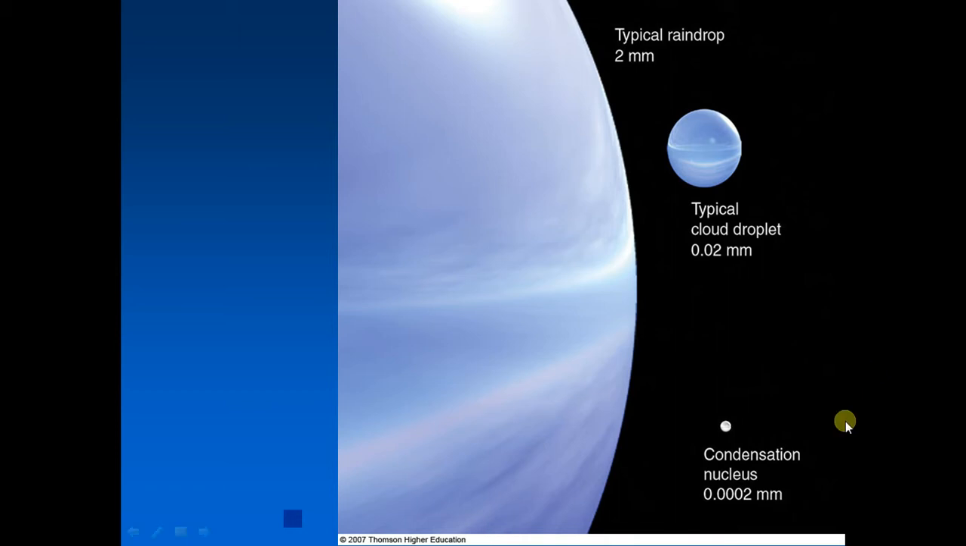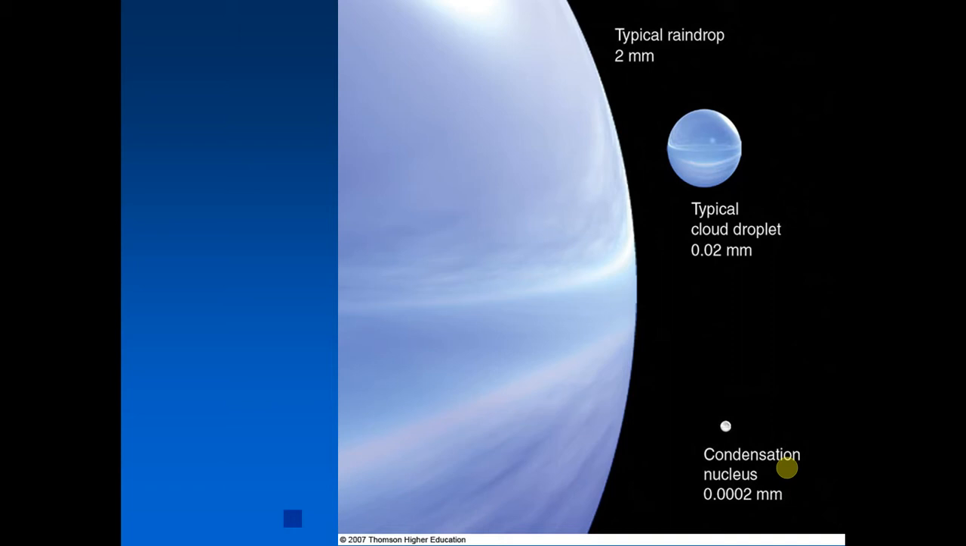On the other hand, cloud condensation nucleus size, whether it be a smoke particle, a dust particle, a salt particle, is only 0.0002 millimeters in diameter. So its diameter is 1/100th, right? 1% of a typical cloud droplet. These are just average sizes, okay? It can vary for these different shapes.